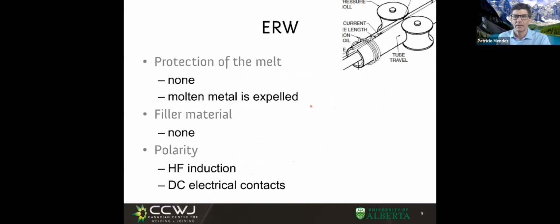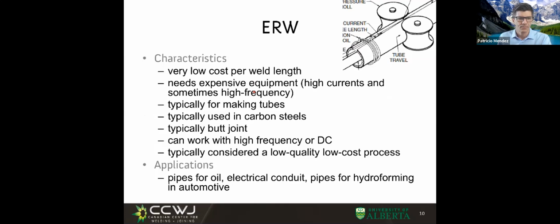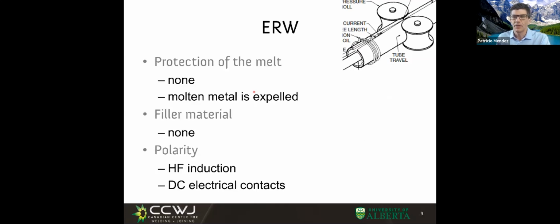So in this type of process, you don't protect the melt because you squirt it out. The molten metal is expelled, very much like in resistance spot welding, although this is a very, very different process. The fundamentals have some similarities. Filler material, you don't put filler material here. Polarity could be high frequency induction, that is the drawing we have here, right?